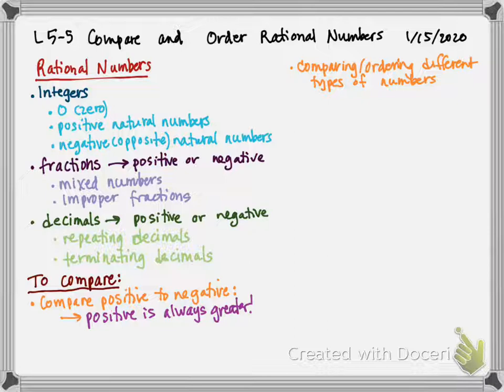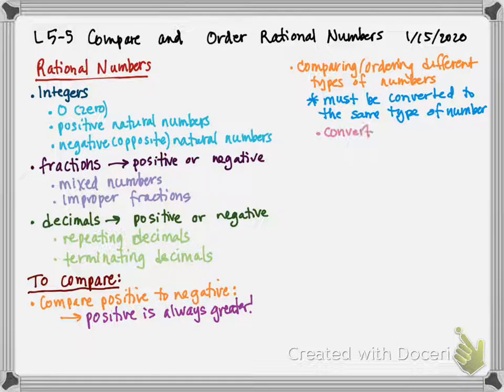So I'm going to, let's see, comparing right here must be converted to the same type of number. So I'm going to give you 2 suggestions, and I'm going to put them in order of what I think is the easiest. You're going to first convert all to decimals. I think that's the easiest way to do this.